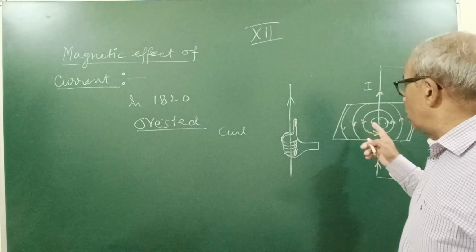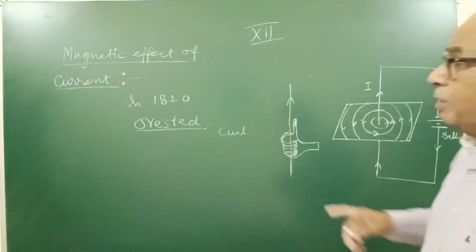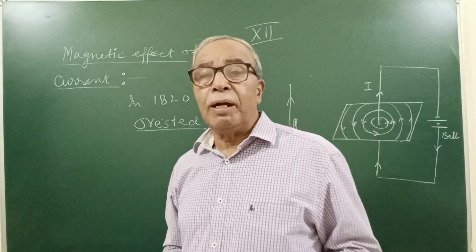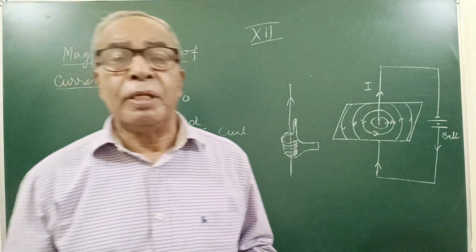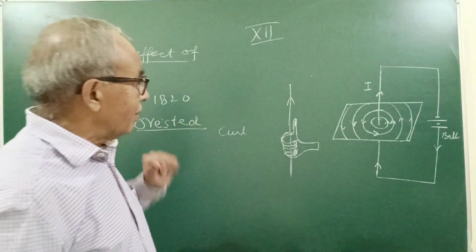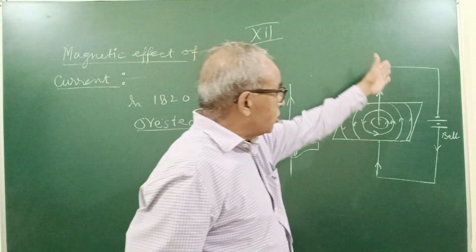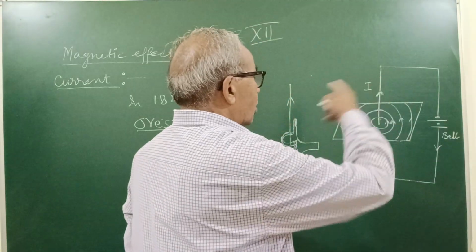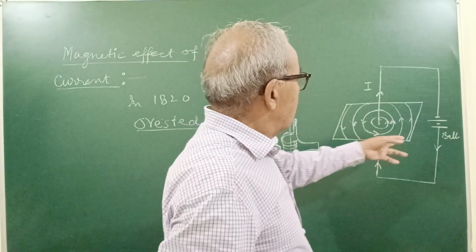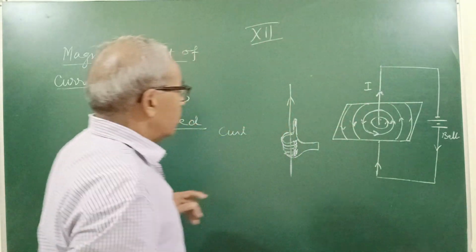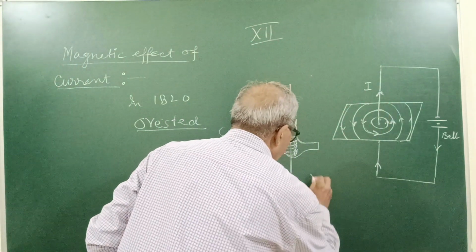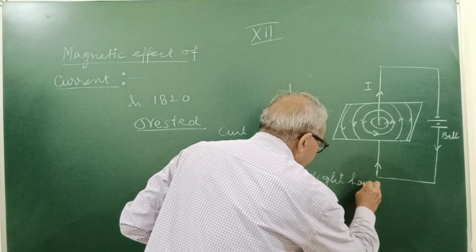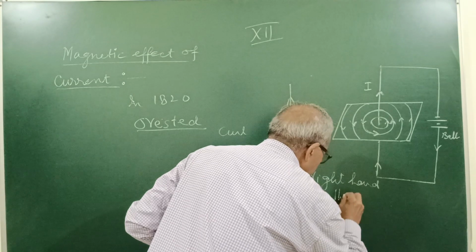So here I told you qualitatively what magnetic effect of current means. When we pass electric current through a conductor, a magnetic field is produced around the conductor. This effect of current is called the magnetic effect. It was a simple experiment demonstrating that when we pass current, circular field lines are produced around the conductor. The direction is known by the right hand thumb rule.